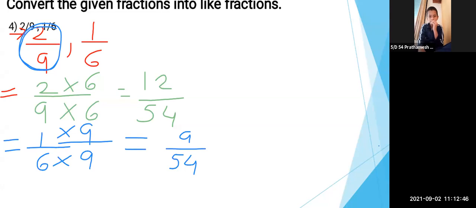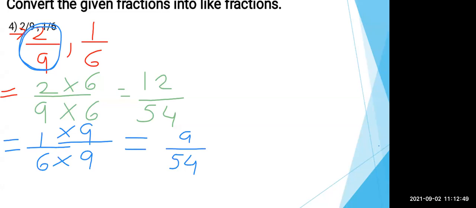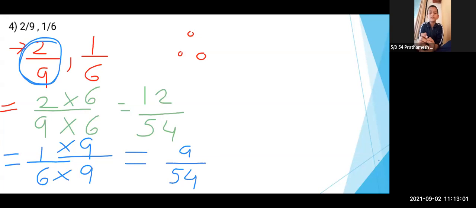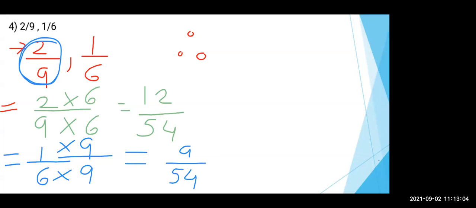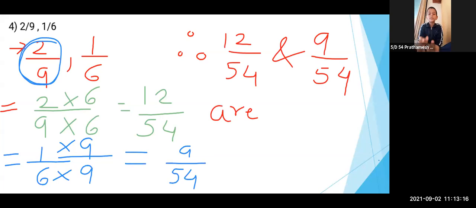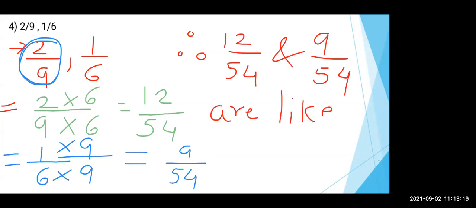Everything is important in maths. What is this? I have drawn it now. What do we call this in maths? Therefore. So you missed that thing. So what do you have to tell? Therefore, 12/54 and 9/54 are like fractions. Are like fractions. Clear now?